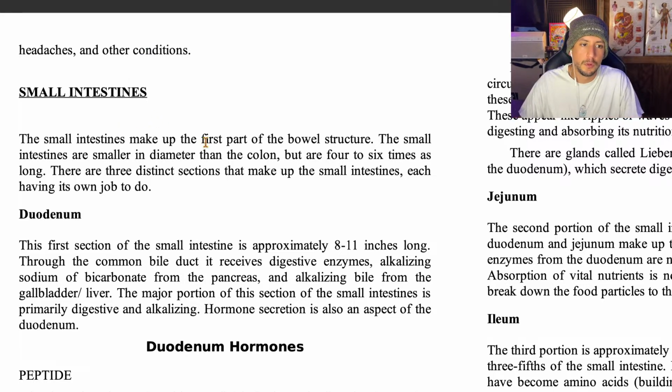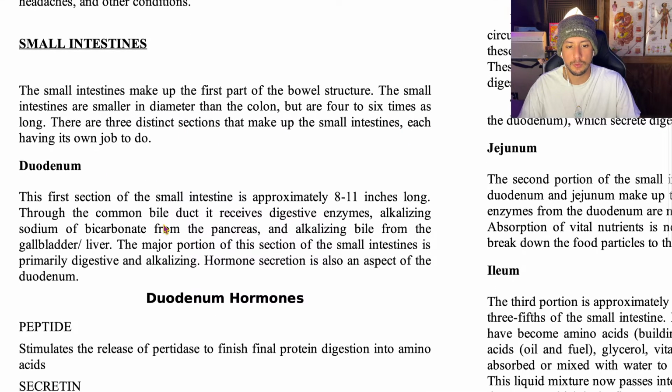Let's move along. Small intestines. The small intestines make up the first part of the bowel structure. So this is the first part of the entire bowel. Small intestines are smaller in diameter than the colon, but are 4 to 6 times as long. There are 3 distinct sections that make up the small intestines, each having its own job to do.